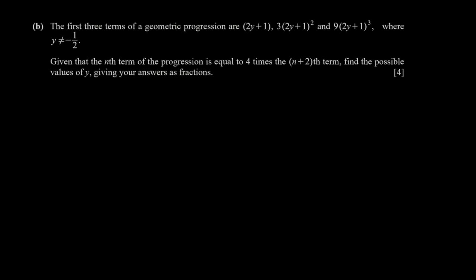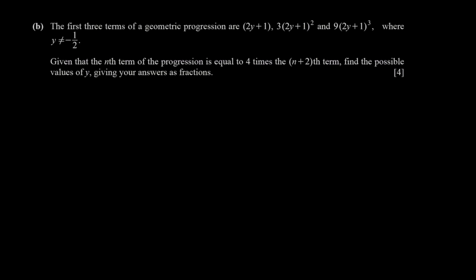Okay, then part B of this arithmetic geometric progression style question. What we've got here is a geometric progression with terms 2y plus 1, 3 times 2y plus 1 squared, and 9 times by 2y plus 1 cubed, where y cannot equal negative half, again, because if y is equal to negative half, then each of these terms is just going to be equal to 0. Okay, we're given that the nth term of the progression is equal to 4 times the n plus 2th term. We want to find the values of y, giving our answers as fractions.